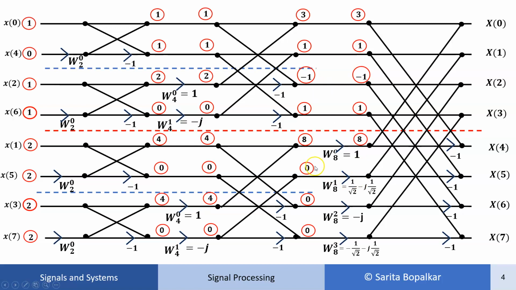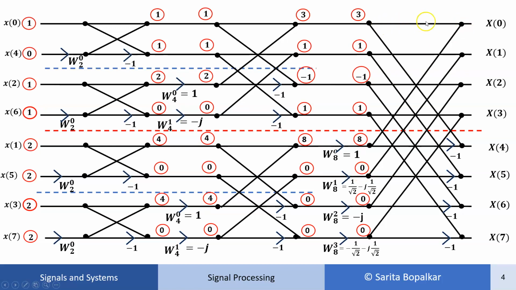Now this 0 gets multiplied with this value. But any value multiplied with 0 will come 0. If there is some non-zero value, here you will get a complex value, because that value will get multiplied with this 1 upon root 2 minus j 1 upon root 2. So here you will get a complex value. Here also 0, 0. Now we'll calculate the output.